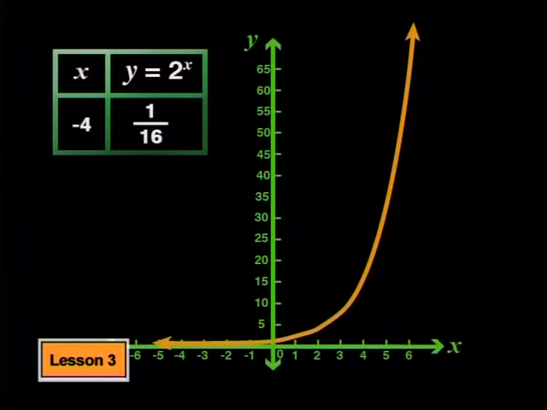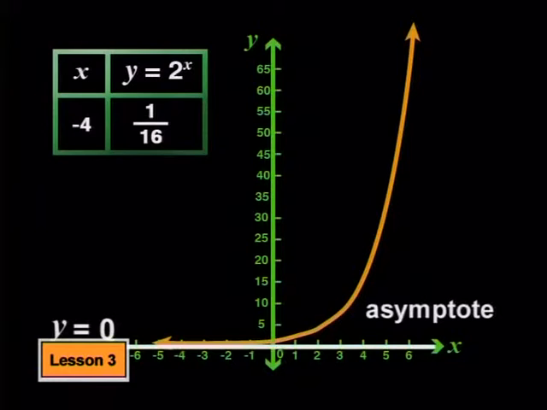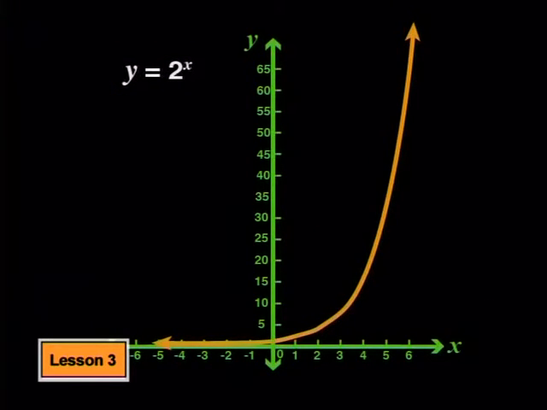So the graph will move closer and closer to the x-axis, but will never intersect it. We say that y equals 0 is an asymptote for the function y equals 2 to the power of x, and y equals 0 everywhere on the x-axis. So the graph can never have a point that is on the x-axis. So here is our complete graph for y equals 2 to the power of x.